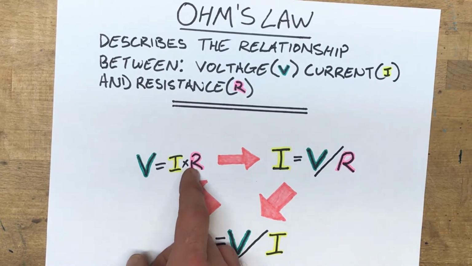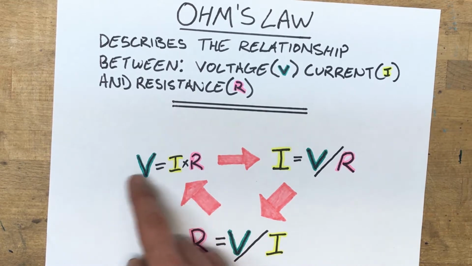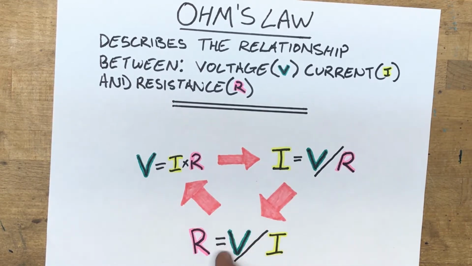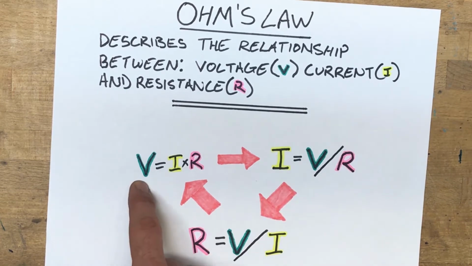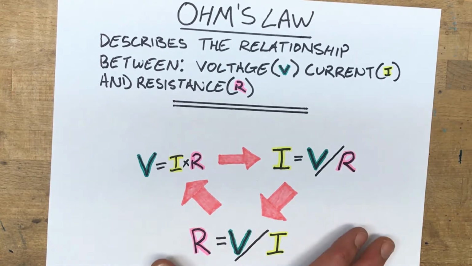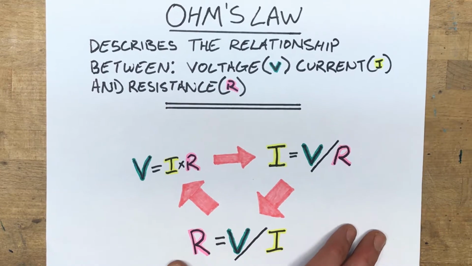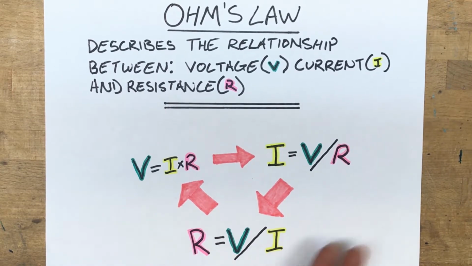And then from this, you can always translate it to these other forms depending on what you're trying to solve for. So we'll see how that applies in the next section of choosing a resistor for an LED.